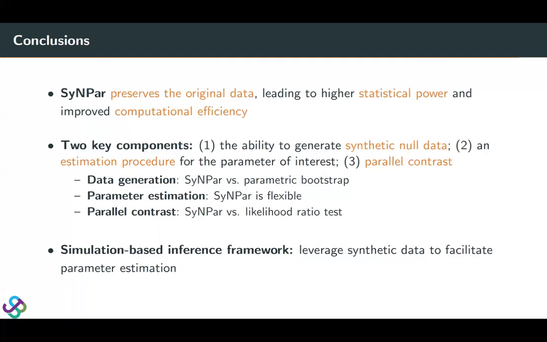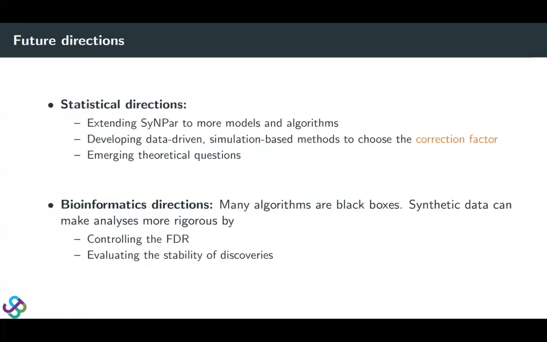For the parameter estimation, we allow flexible procedures. For the parallel contrast, this parallel idea is similar to the likelihood ratio test because we're using the same data, but we fit two models. And I think this is a more general simulation-based inference framework, which allows us to leverage synthetic data instead of working with likelihoods for parameter inference.